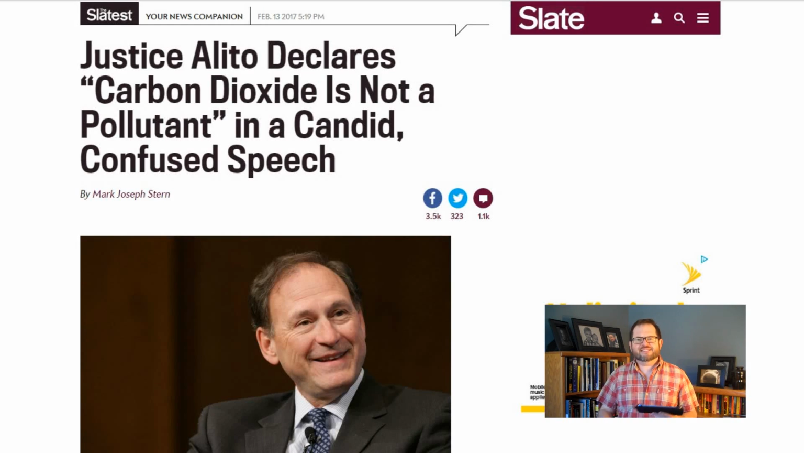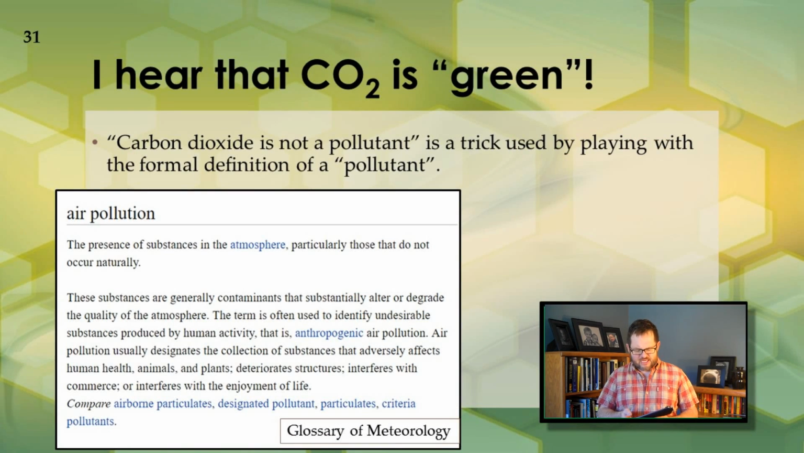Where does this come from, this idea that carbon dioxide isn't a pollutant? Well, it's actually kind of a semantic trick. Here's the deal. Actually, by some of our definitions of air pollution and pollutant and so on, carbon dioxide doesn't quite fit, but that's more a problem of our definition than a problem of, no, carbon dioxide isn't bad. Here I just took from the Glossary of Meteorology a definition of air pollution, and it's the presence of substances in the atmosphere, particularly those that do not occur naturally. I think we could all agree.